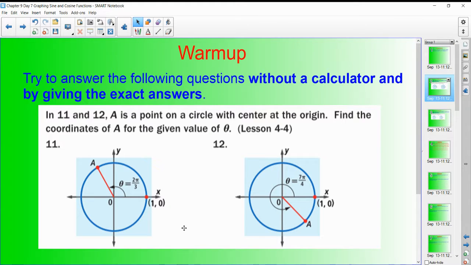Okay, and these two problems. I give you an angle, and I want you to find the coordinates, the x and the y coordinates. Go ahead, pause the video. I want you to do it without a calculator, and I want the exact answers, so you should have no decimals.